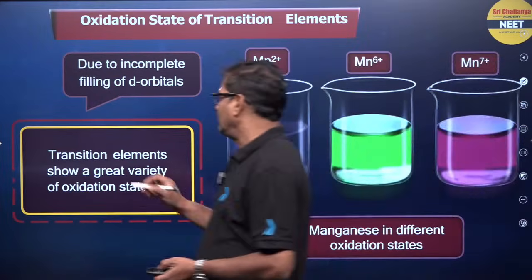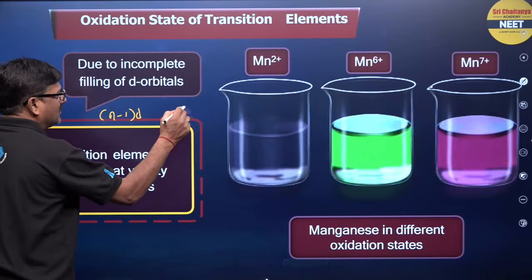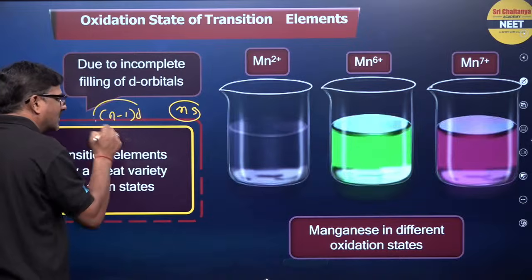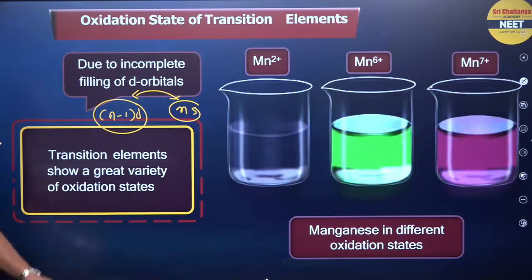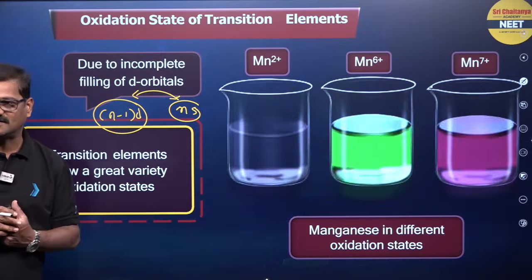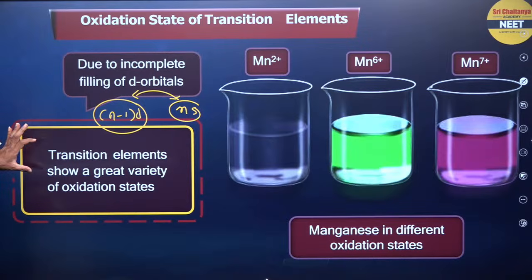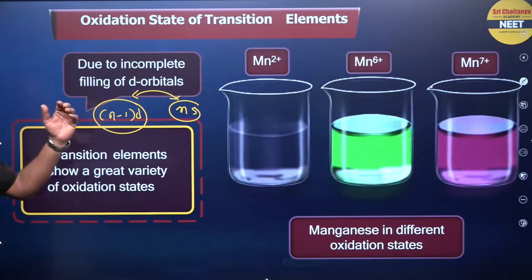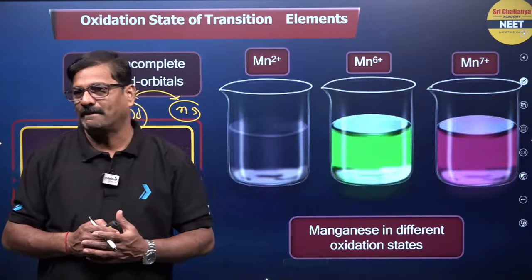Because they have the (n-1)d orbital and the ns orbital, the energy difference between the two is minimal, so that electrons can jump from here to here, and it can happen anything. Example, transition elements will show a great variety of oxidation states. Manganese can show +2, +6, +7 also.